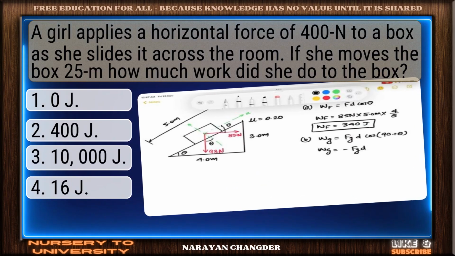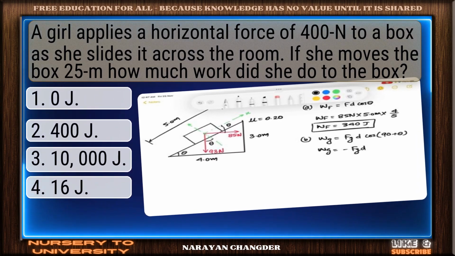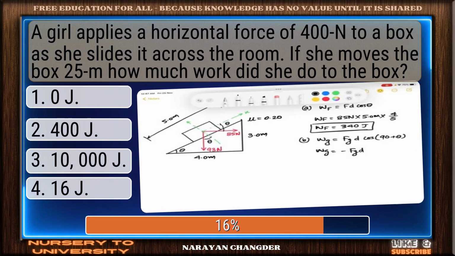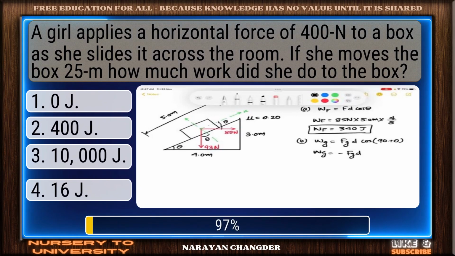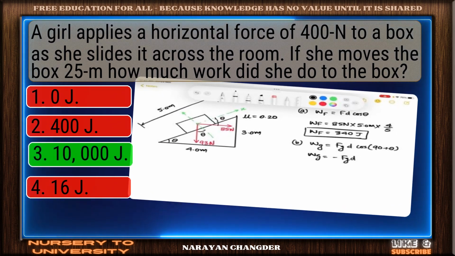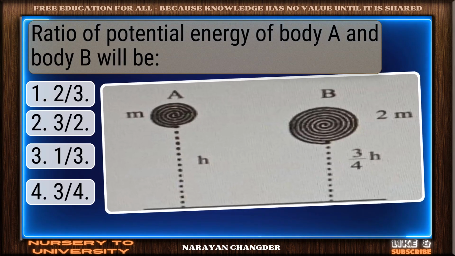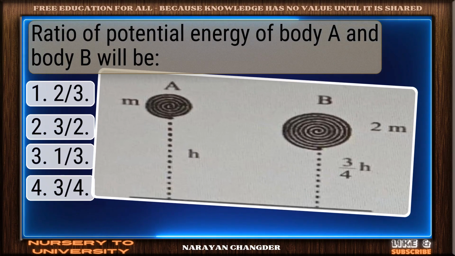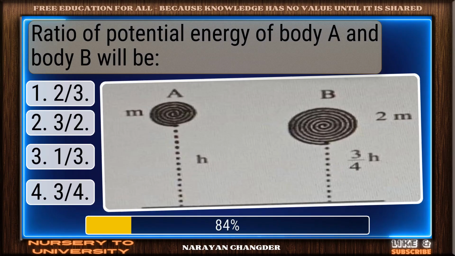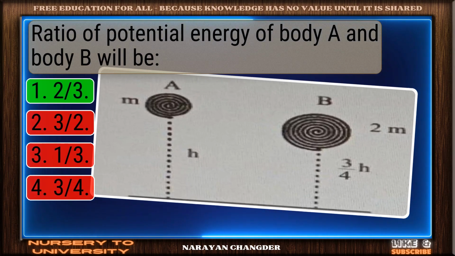Question number 10. A girl applies a horizontal force of 400 N to a box as she slides it across the room. If she moves the box 25 mm, how much work did she do on the box? Correct response. 10 J is the most accurate answer. Question number 11. Ratio of potential energy of body A and body B will be? Great thinking. 2/3 is the right choice.